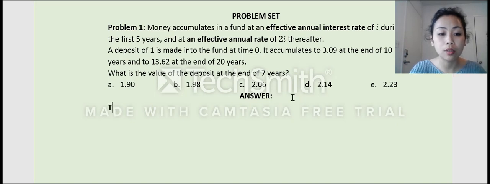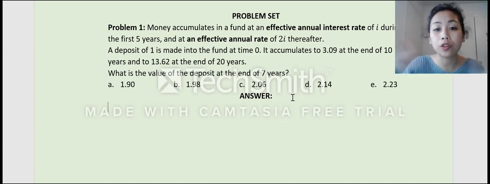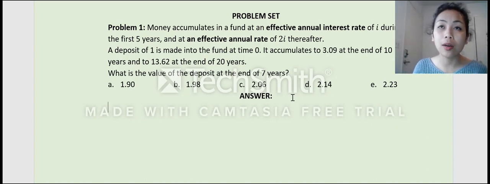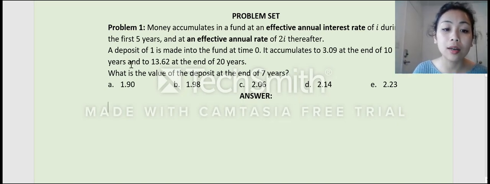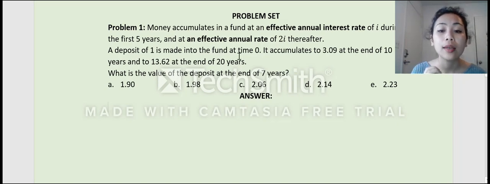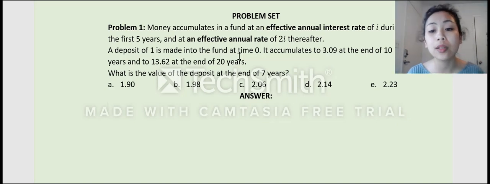So basically the first step, we need to pick up information and convert it to notation, what I call mathematical modeling. So I'm going to look at the question and pick up information to convert into the notation. Here the question said a deposit of 1 is made into the fund at time 0. So the accumulated value would be simply A of t. We don't need to multiply a principal in the front, right?